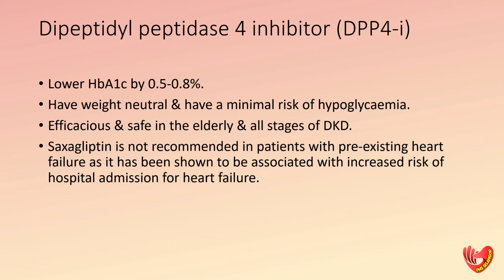DPP4 inhibitors lower HbA1c by 0.5 to 0.8%. They are weight neutral and have a minimal risk of hypoglycemia. They are efficacious and safe in the elderly and all stages of diabetic kidney disease. DPP4 inhibitor cardiovascular outcome trials have confirmed cardiovascular safety. Saxagliptin is not recommended in patients with pre-existing heart failure as it has been shown to be associated with increased risk of hospital admission for heart failure.